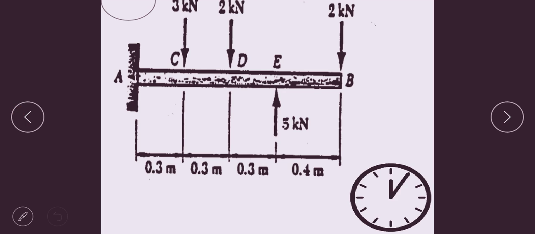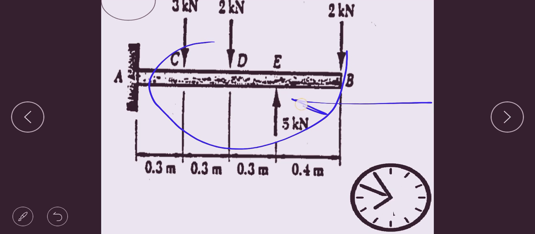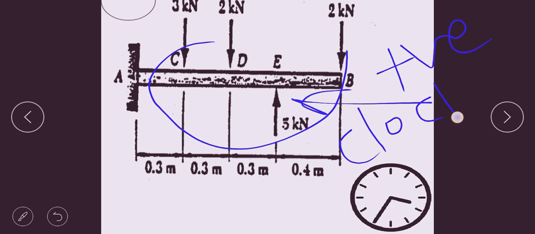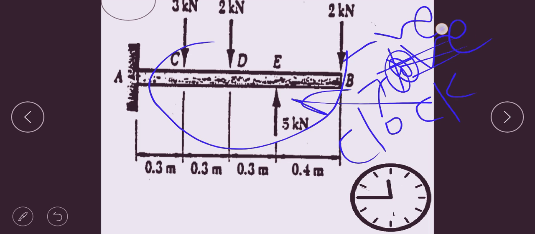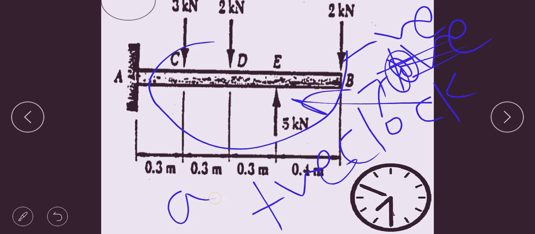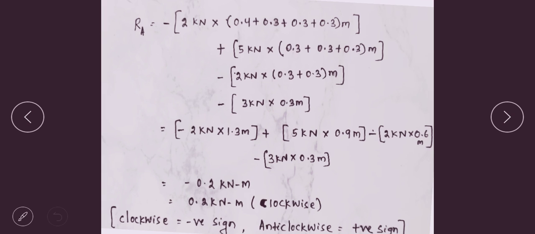Here we have taken the sign for clockwise as negative, and for anti-clockwise we have taken positive. For clockwise it is negative, anti-clockwise it is positive. So here we can write minus 2 kilonewton into 0.4 plus 0.3 plus 0.3 plus 0.3 meter.